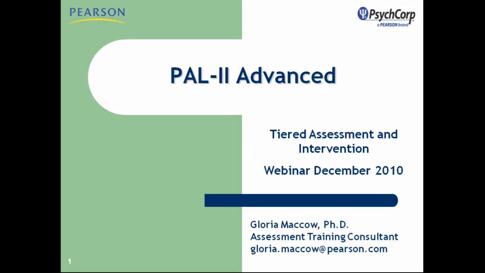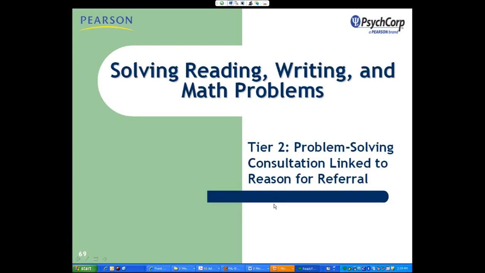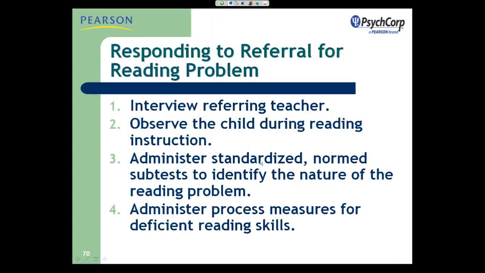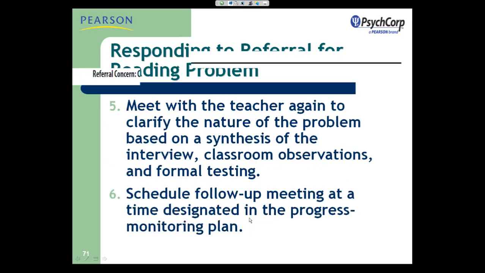All right. So I'm going to go to Tier 2, and essentially on this one, any individual at Tier 1 who did not respond to the specific interventions that you implemented would be referred to Tier 2, where we're going to focus more specifically on the reason for the referral. So on this one, again, standard procedures like interviewing the referring teacher, conducting observations, maybe administering standardized norm tests to identify more specifically the nature of the reading problem, administering process measures for deficient reading skills, and then meeting with the teacher, scheduling meetings, and so on.